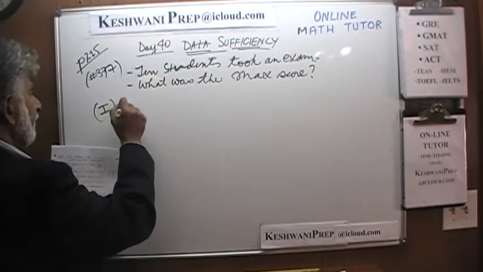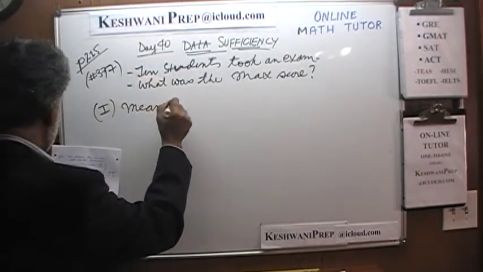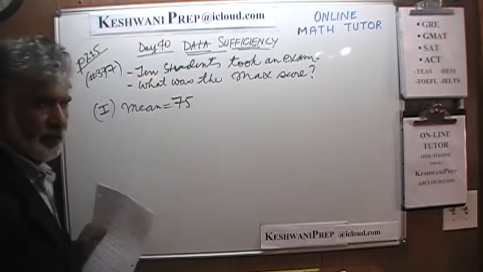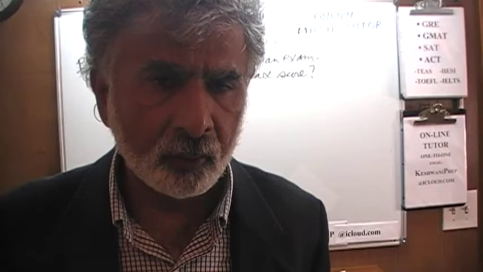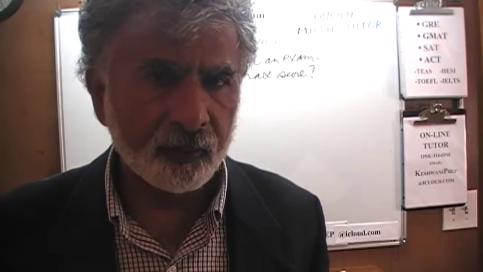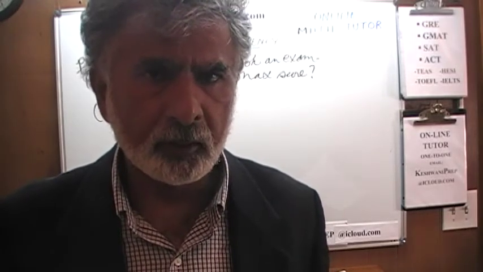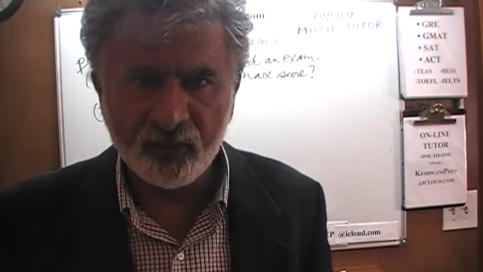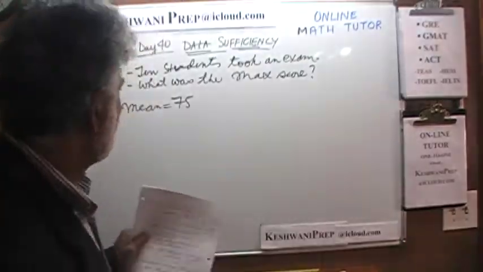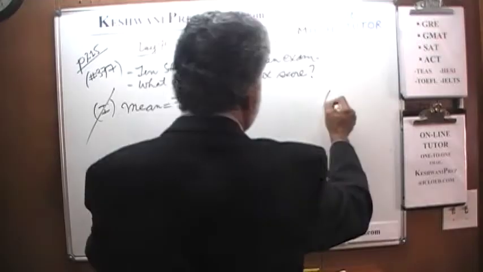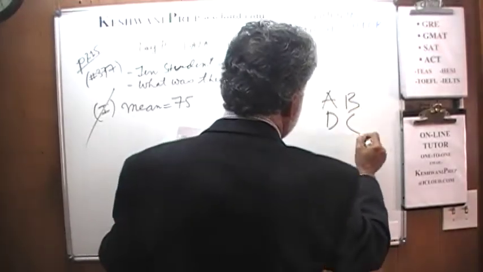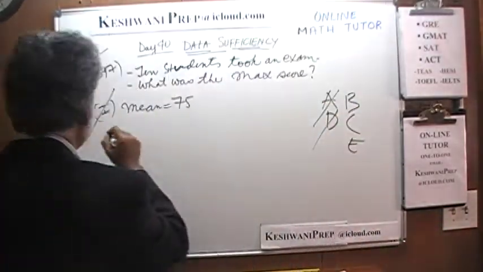In the first statement, they tell us that the mean is 75. The average score of these 10 students was 75. Can we figure out the maximum score simply by knowing the mean of a series of numbers? Of course not. The mean does not tell us anything at all about what is maximum, or for that matter, minimum. First statement by itself is not enough. A, D, B, C, E. The answer cannot be A or D.